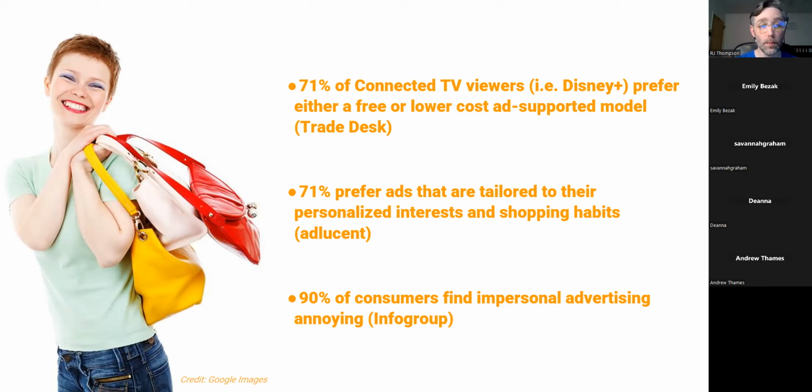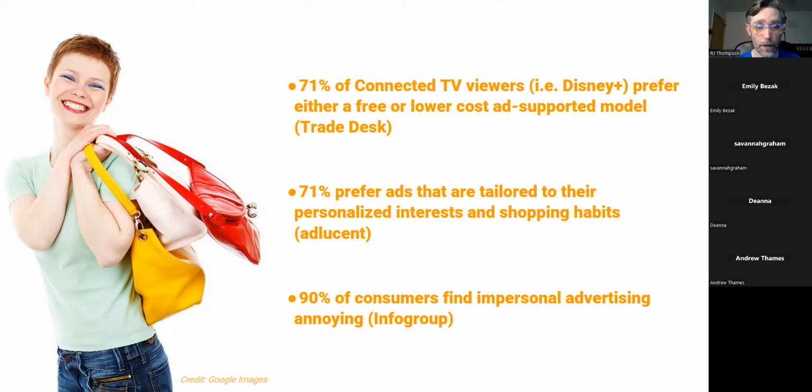So 71% of connected TV viewers, yeah, you're tired of the subway ads on Hulu. Yes, absolutely. 71% prefer ads that are tailored to their personalized interests and shopping habits. So if you don't shop at Subway, you don't get food at Subway, then yeah, that would be particularly annoying. So they want to try to develop targeting for these ads based on your interests. And these platforms understand your interests by the shows that you watch. Not only just the shows that you watch, but the episodes that you watch, how many times you've watched them, when you watch them, like time of day, so on.